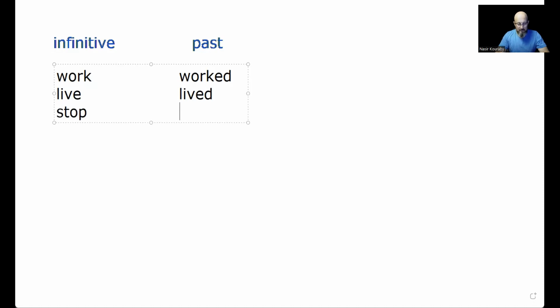Okay, now stop. How can I make it? Stop. Look at the last 3 letters. The last 3 letters, consonant, vowel, consonant, T, O, P. Vowel letters are A, E, I, O, U. So the last 3 letters of stop are T, O, P, consonant, vowel, consonant. We double the last consonant, then we add ED.